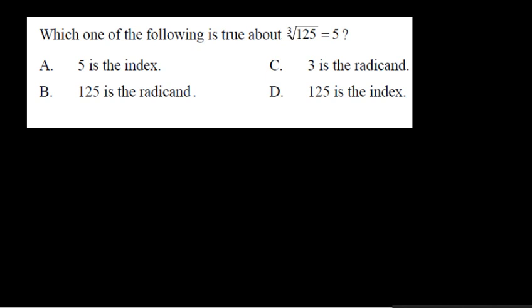This time when you see the choices, all of the choices are talking about index and radicand. Generally, if we have the nth root of a radical, the n which is found here will be the index, and the inner number here we call the radicand. It is just all about naming and definition.